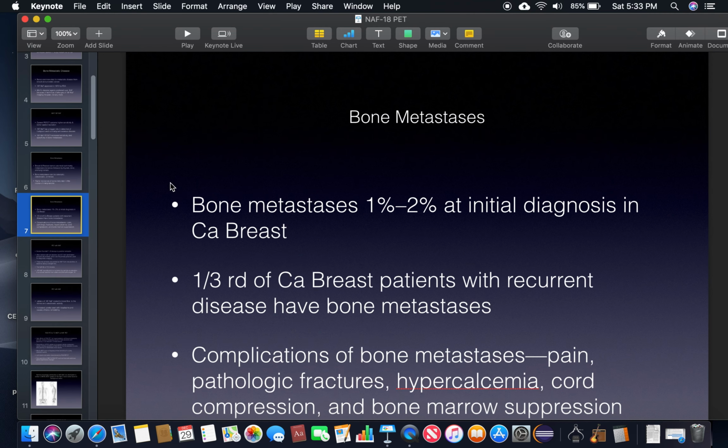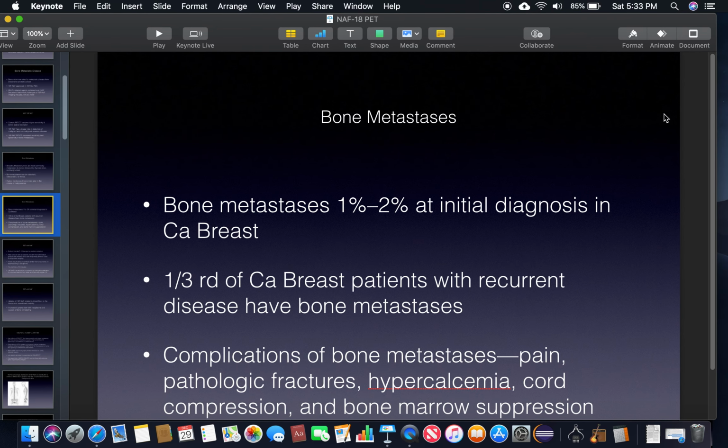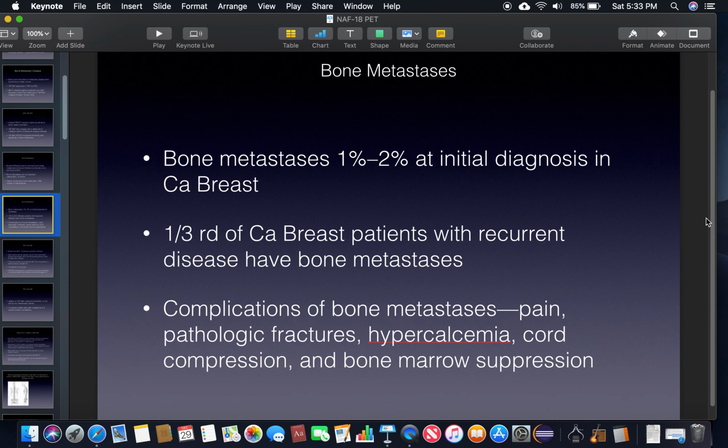Only 1 to 2% of patients have bony metastatic lesions at the initial diagnosis of cancer of the breast, but by the time the patients have recurrent disease, one third of the patients have bone mets. The complications of bony metastatic lesions include pain, pathologic fractures, hypercalcemia, cord compression, and bone marrow suppression.